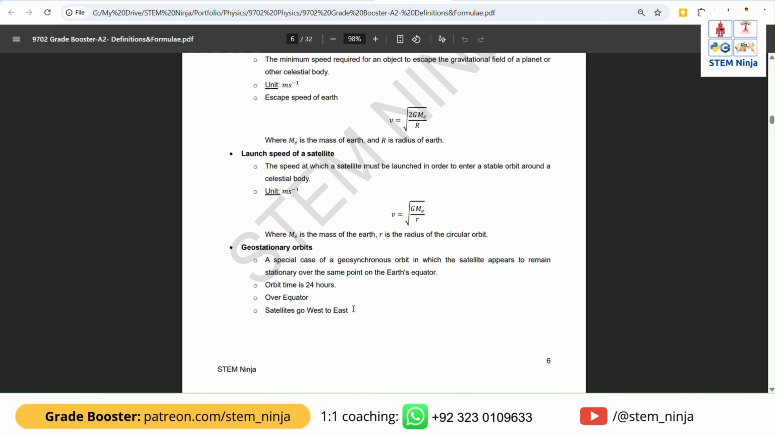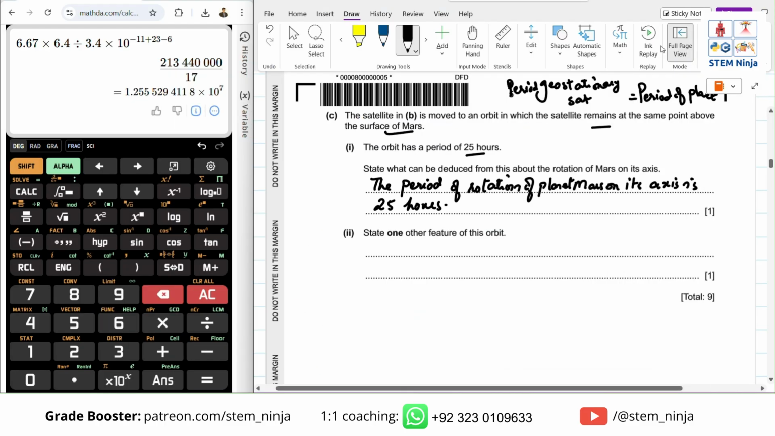Satellites go from west to east. Again, this is just specific to Earth. Whatever the direction of rotation for Mars is, whether it's east to west or west to east, that will be the same direction for the satellite. So we can say the orbit is above the equator.